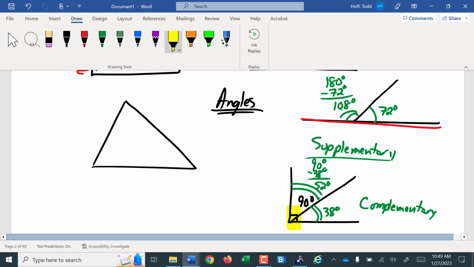Well, coming back to the triangle itself then, the triangle is made up of three angles. Those three angles must add up to, does anybody know?